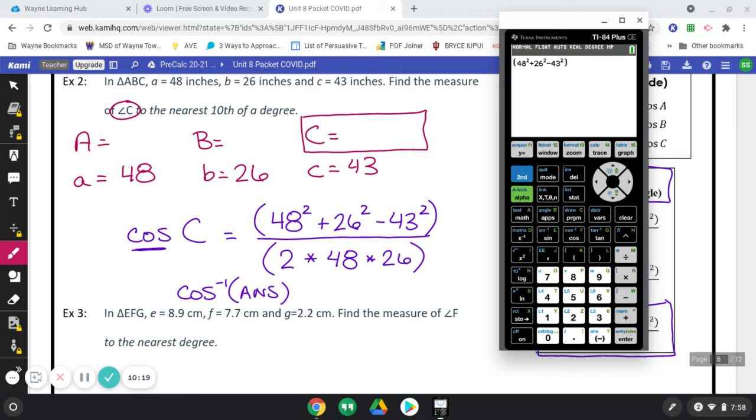Notice I close a parenthesis at the top, then divide and open a new parenthesis. That's really important. And close a parenthesis around the top and the bottom. All right, remember this will give us our answer for the cosine of C, and we'll need to take the inverse. So second cosine to get the inverse, and then second answer, which you'll copy paste that decimal in. And we'll get 63.1 to the nearest tenth. 63.1.